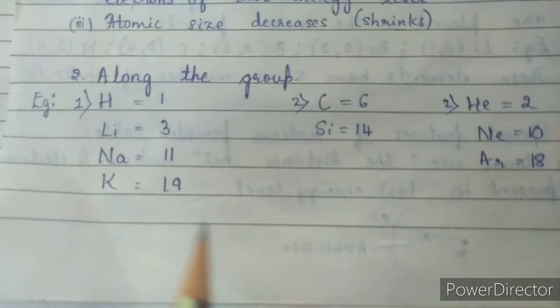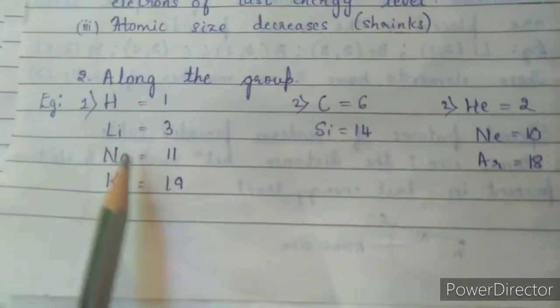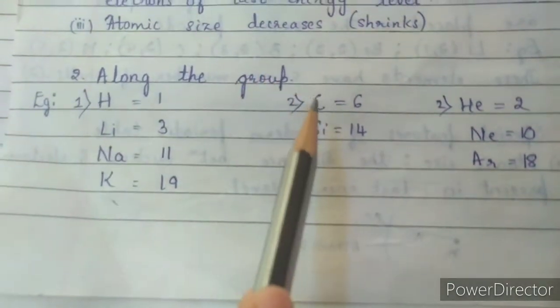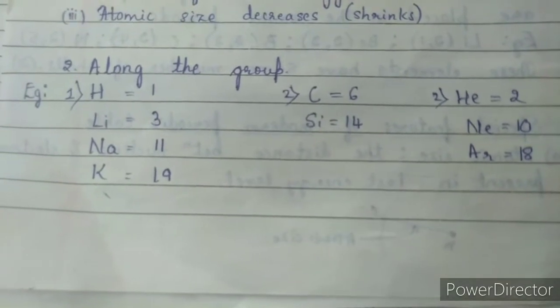Now see along the group. I have written some examples which come under the same group, for example hydrogen, helium, lithium, potassium, or carbon and silicon. How do these vary along the group? Let's see.